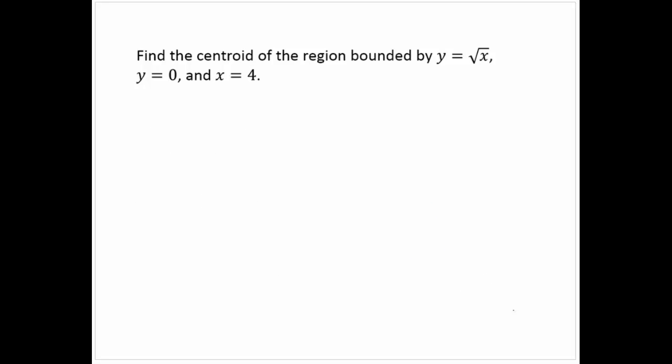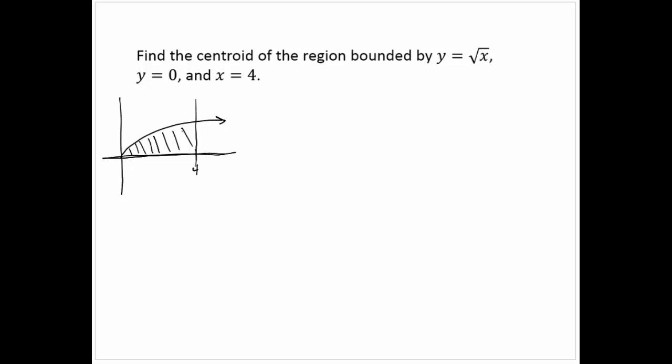So, for example, find the centroid of the region bounded by y equals the square root of x, y equals 0, and x equals 4. Let's get a quick sketch of this. So let's see, y equals the square root of x looks like this. Let's say here's x equals 4. And y equals 0, of course, is the x-axis. So the region we're talking about looks like this. Right? There's the region.